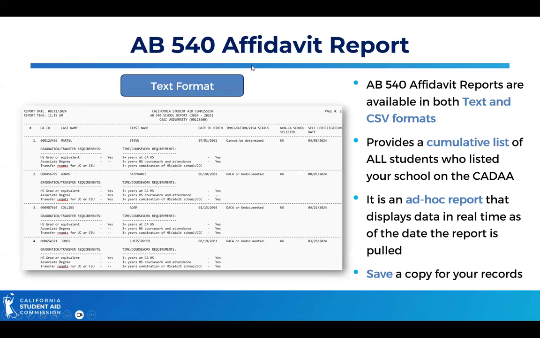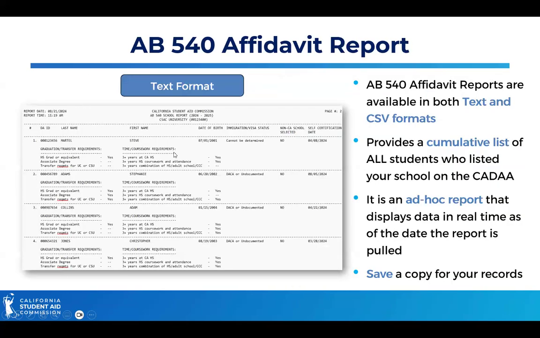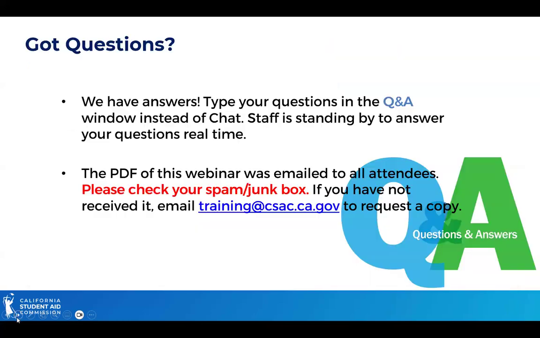And then the affidavit report can be printed in the text format version. So it's just a bunch of data on a text file, but it's the same information that we looked at for this individual student, but this is your entire roster of AB 540 students. And then what you can also do is have that print out in a CSV, which stands for comma separated values format. Basically, this puts it right into Excel for you. So this is probably the more useful format because it's already in Excel, and that's going to allow you to add your filters across the headers and sort the data as you need.